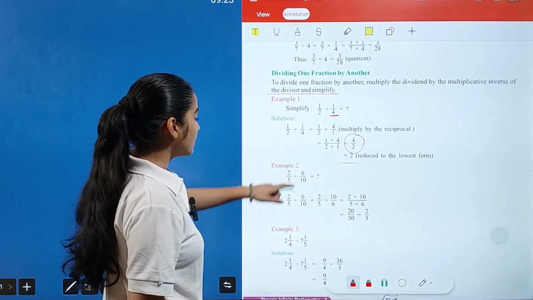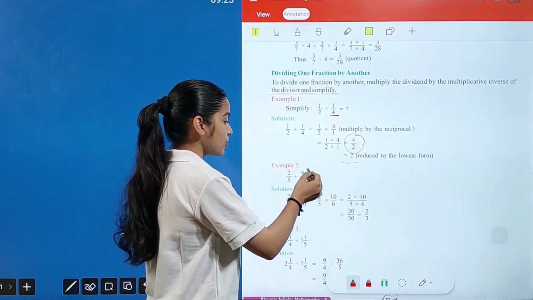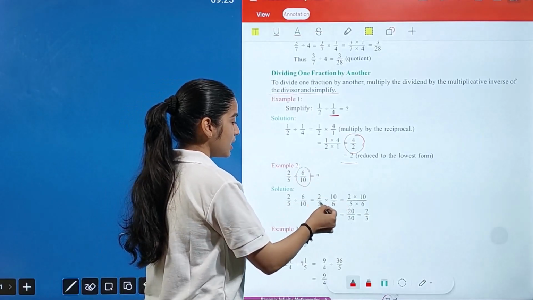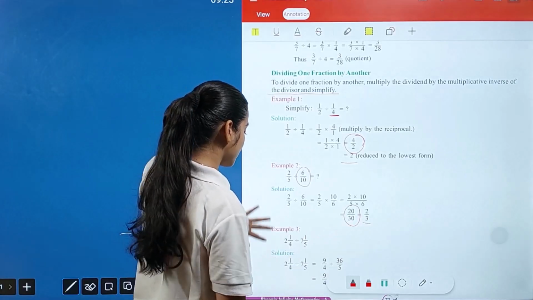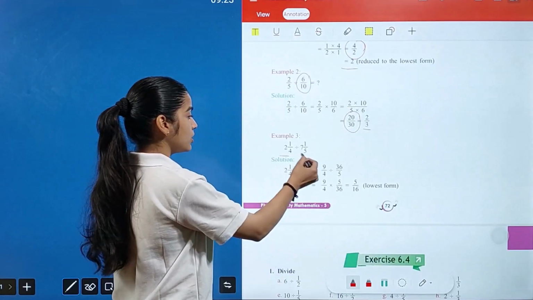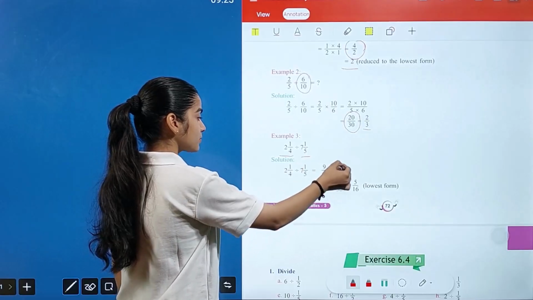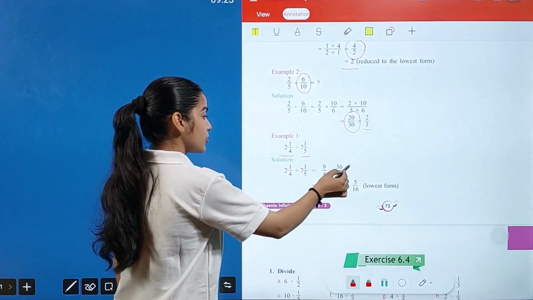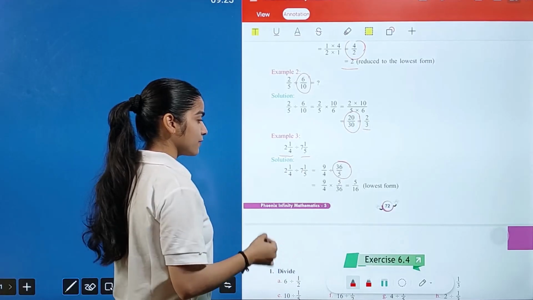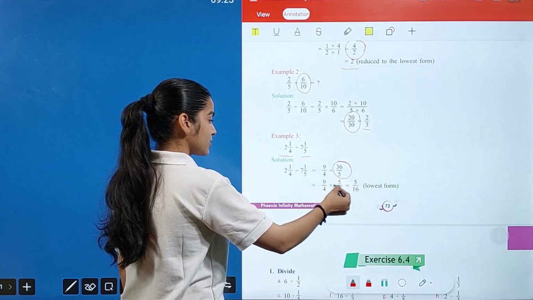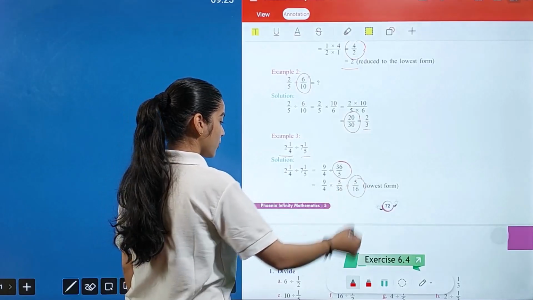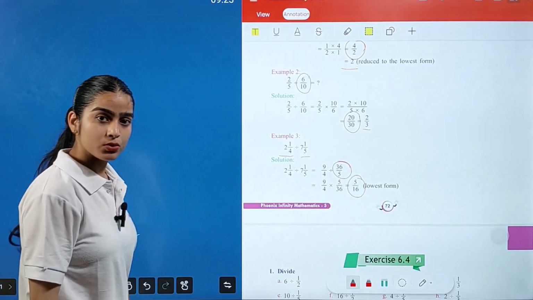Now 2 by 5 divided by 6 by 10. So what is the reciprocal of 6 by 10? 10 by 6. Now you will get your answer 20 upon 30, which means 2 by 3 if you simplify it. First, you have to convert the mixed fractions into improper fractions. Now your second number, 36 upon 5, you have to take the reciprocal of it, which is 5 by 36. You have to solve it. You will get 5 upon 16. I hope, student, this is clear to you.